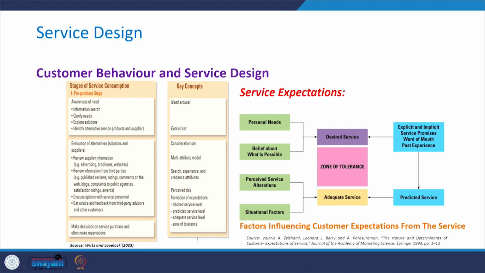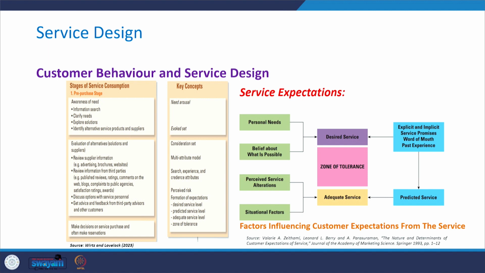So what is desired service? This is a wished for level of service, a combination of what customers believe can and should be delivered in the context of their personal needs. Desired service can also be influenced by explicit and implicit promises made by service providers, the word of mouth the customer received, and the past experiences. However, most customers are realistic and recognize that a firm can't always deliver the wished for level of service.